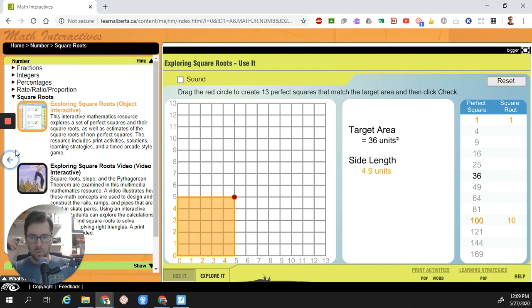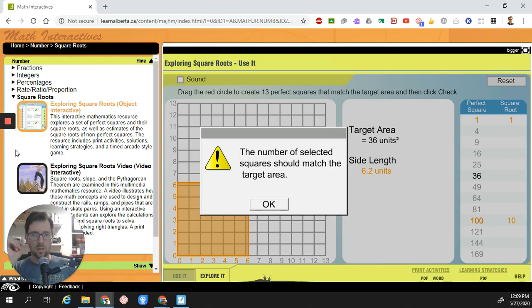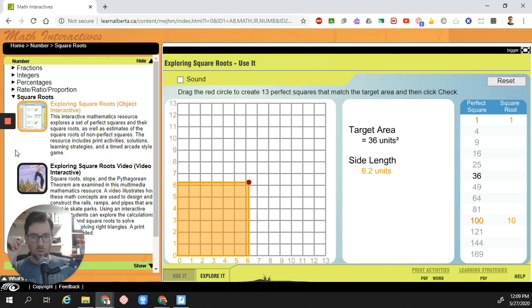Let's try one here. If we went 6 and we actually went like 6.2, it's going to tell you the number of selected squares should match the target area. So we need to do some thinking. 6 times 6 is going to be 36. And so you can use this to generate this list of roots and square roots, and you can really play around with it, and it's pretty cool. So I recommend that you mess around in there, give it a try, exploring square roots. That will help out with some stuff.